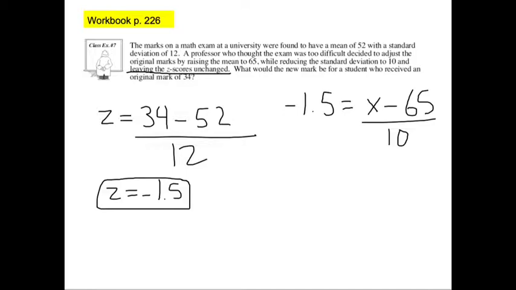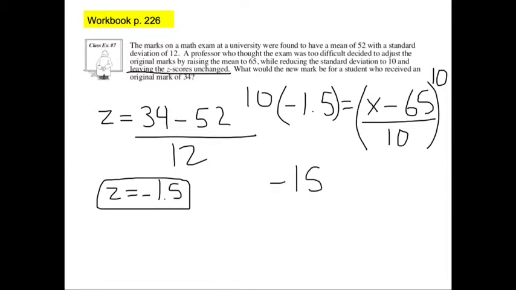The first thing to do is get rid of that 10. So we're going to multiply this whole thing by 10, and we're going to multiply this by 10 as well. So what we're left with is negative 15 is equal to x minus 65.